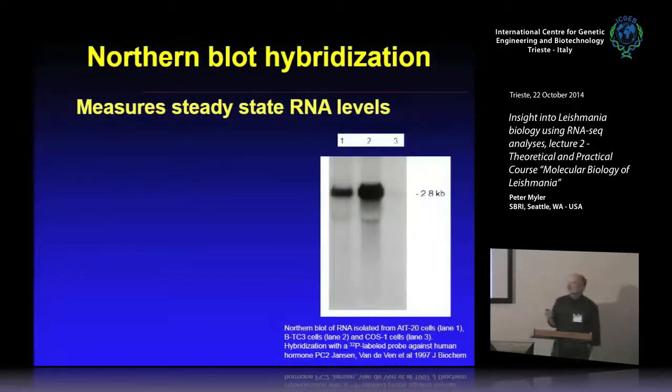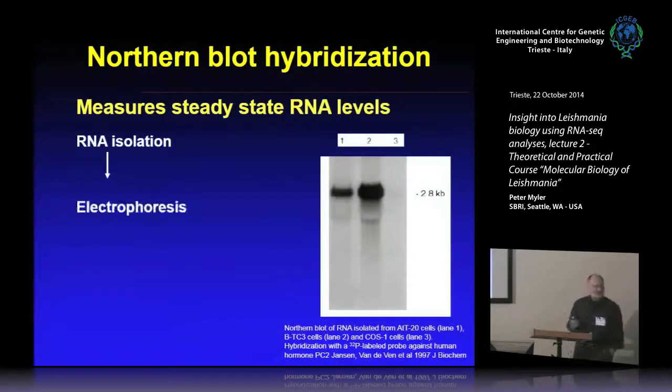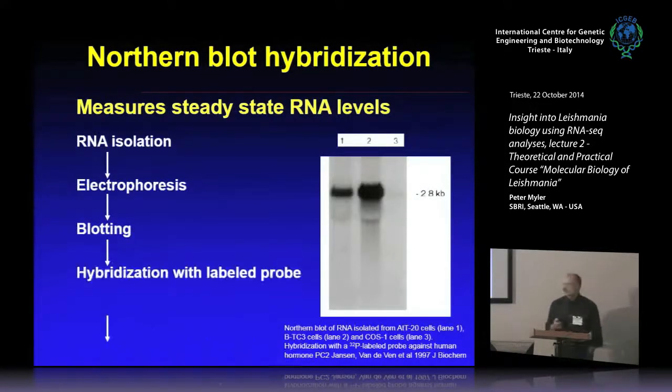Those of you who have been around as long as I have will remember that when you wanted to look at RNA levels, you did northern blots, right? So you looked at a single gel and you measured the steady state level of the RNA. Northern blots were what you did before RT-PCR was invented.